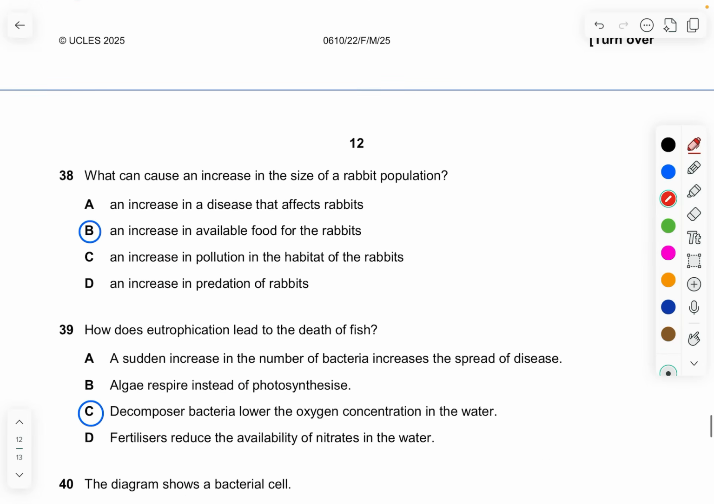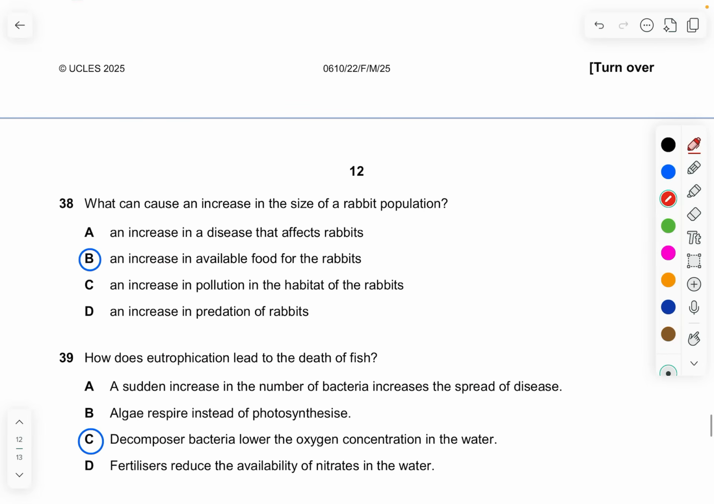Okay. So question 38. What can cause the increase in the size of a rabbit population? An increase in disease that affects rabbits will actually decrease the population size. An increase in available food? Yes, definitely. An increase in pollution in the habitat will decrease the population size. An increase in predation will also decrease the population size. So the answer is B.